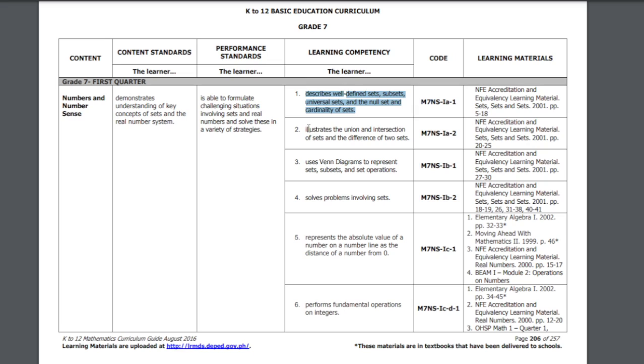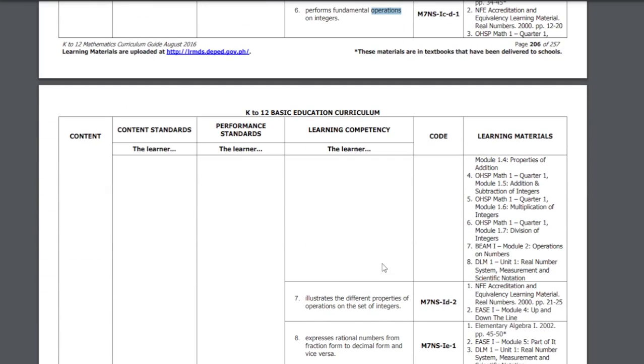Okay, let's go on. Illustrate the union and intersection. Then we're going to use the Venn diagram. This showcases the union and intersection. And of course, we're going to solve. For solving, we're going to have a new topic: the absolute value of a number, the number line as the distance from zero. Perform fundamental operations on integers. Operations meaning addition, subtraction, multiplication, and division. Yes, it's going to illustrate different properties of operations on integers.